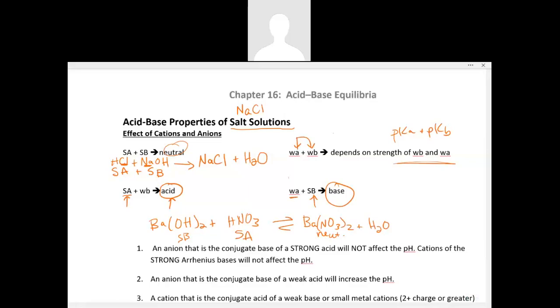So again, notice if you have a weak acid or a weak base. So if we have, say, something like chromium hydroxide, which is a weak base, plus a weak acid, say we have HF. This is one of those scenarios where our chromium fluoride product, we're not sure unless we look up the Ka and Kb values. Is it going to be acidic or neutral?